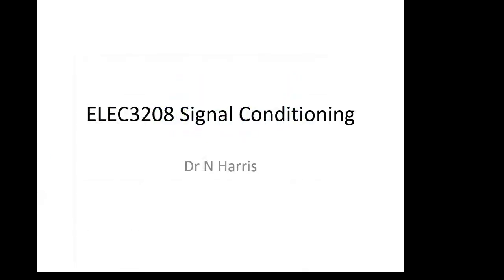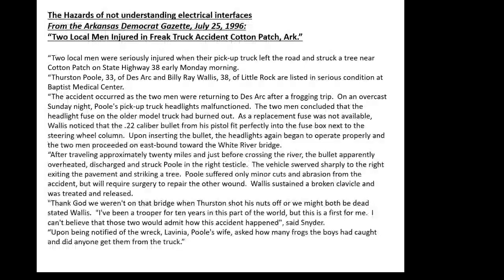Right, so without more ado then, let's start. We usually start with a little story that shows what's going on. A lot of words, probably worth reading it a little bit. It's the hazards of not understanding electrical interfaces. Everything in our systems we've looked at so far has been interfaces, systems and blocks connecting to each other and presenting signals in the form that the following system wants to be interested in.